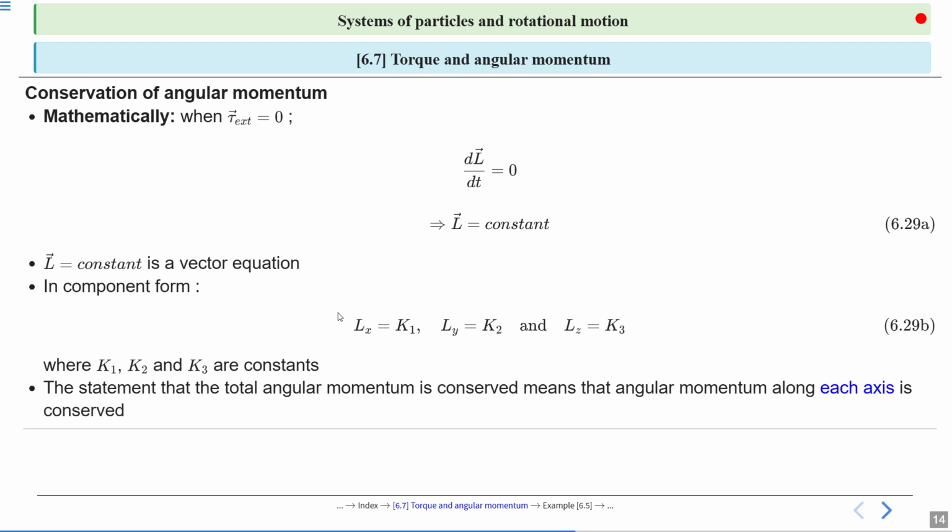The statement that the total angular momentum is conserved means the total angular momentum along each axis is conserved, not only for a single component. Along each axis, the total angular momentum is conserved: X axis, Y axis, and Z axis. Alright.